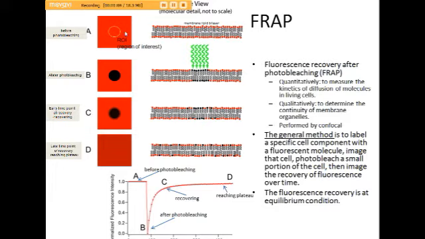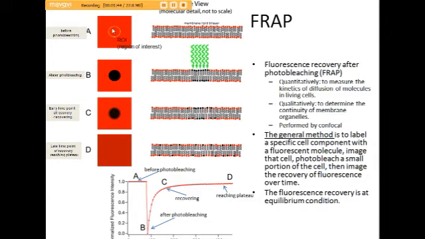Imagine we have a circle here. This is a region of interest, in short we call it ROI. Now let's imagine we have a very good laser scanning confocal microscope, and it is equipped with a very high power laser. We can use this high power laser to scan this area, scan this ROI.